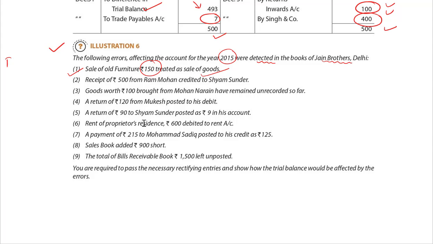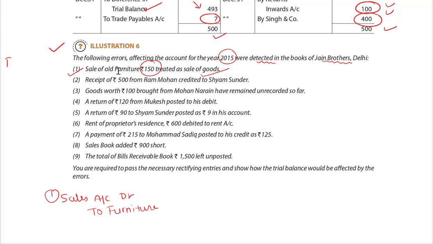So furniture is sold. That means furniture needs to be credited. But by mistake we have credited what? Sales account. So sales account will be debited over here and furniture account will be credited over here, for rectification purposes. This is the first one. I believe it is clear.